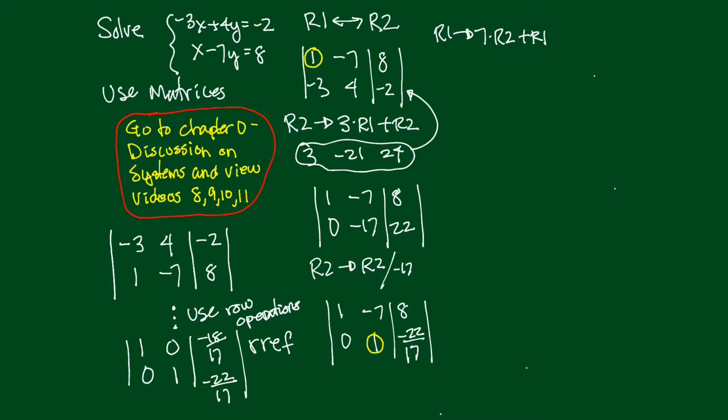Now it's going to look like this. Take that 7, multiply it all the way through here. All right, so that's going to be what? 0 times 7 is 0. 7 times 1 is 7. And then 7 times negative 22 over 17, and that comes out to negative 154 over 17.